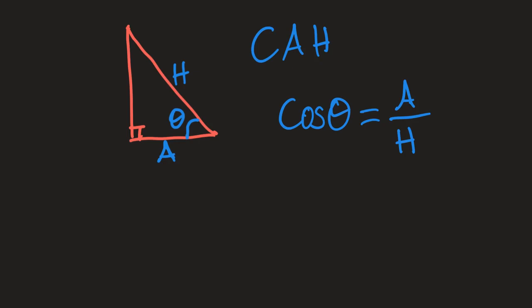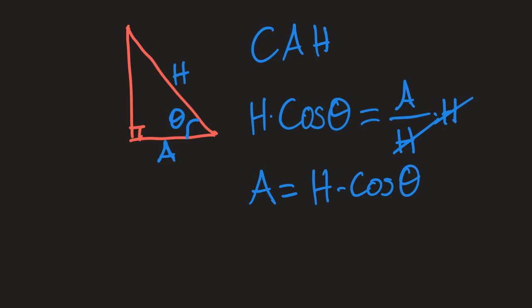Well, if we're looking for our adjacent, then we need to get it by itself. We'll multiply both sides by h. The h's on the right side cancel out, leaving us with A is equal to h times cosine of theta. In a real question, you might be given the actual values for h and theta. You can plug those in. So multiply your h. You can look up in your unit circle what cosine of theta is, or you might be able to use your calculator and solve for those values, and you'll get your A.